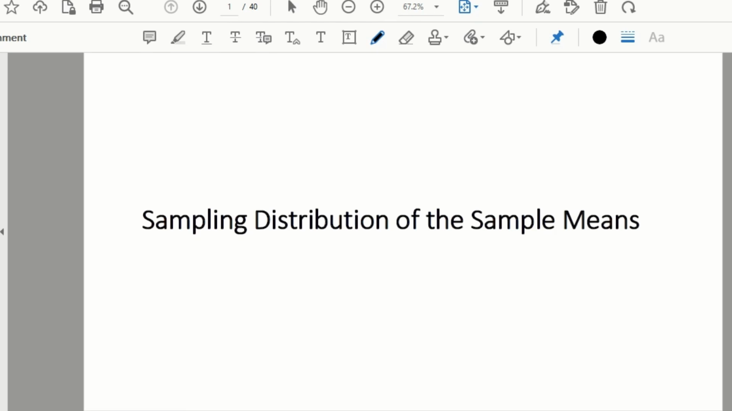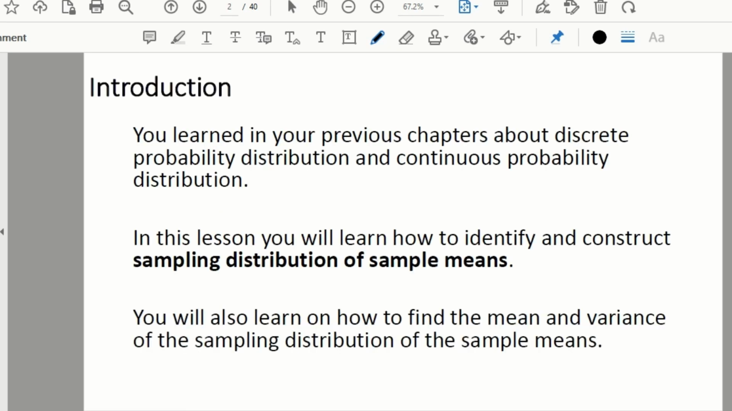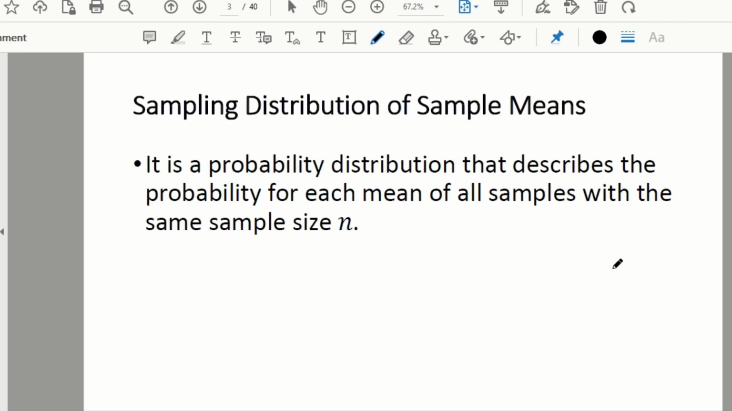Sampling distribution of the sample means. You learned in your previous chapters about the discrete probability distribution and continuous probability distribution. In this lesson, you will learn how to identify and construct the sampling distribution of sample means. Take note, sample means. This is our focus in this topic. You will also learn how to find the mean and variance of the sampling distribution of the sample means.